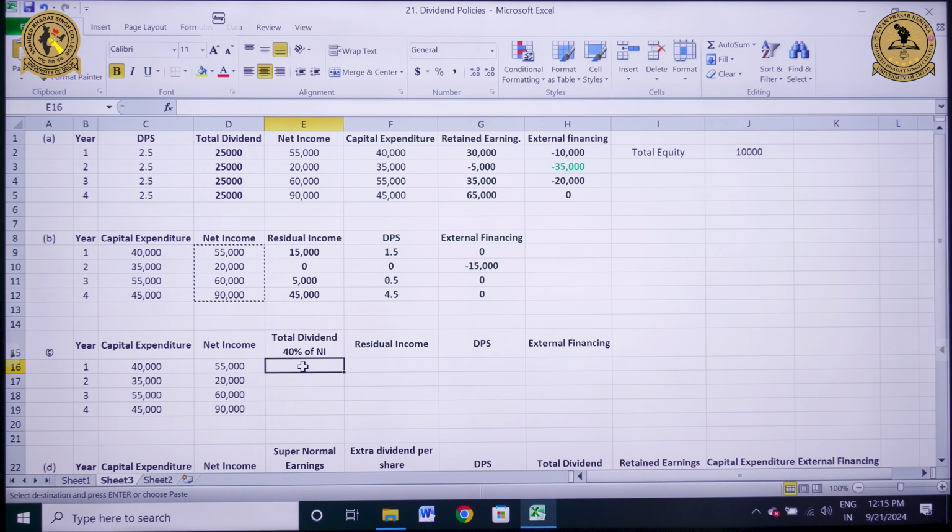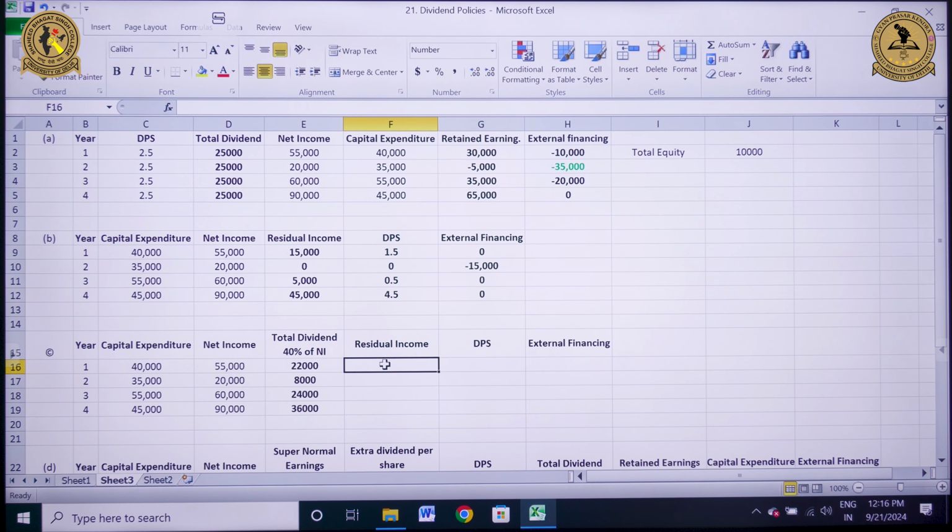Now, first and foremost, I need to calculate my total dividend, which is equal to 40% of net income. So equals 0.4 multiplied by net income, represented by D16. It comes out to be 22,000. Let's simply drag it till year 4. So it comes out to be 22,000 in year 1, 8,000 in year 2, 24,000 in year 3 and 36,000 in year 4.